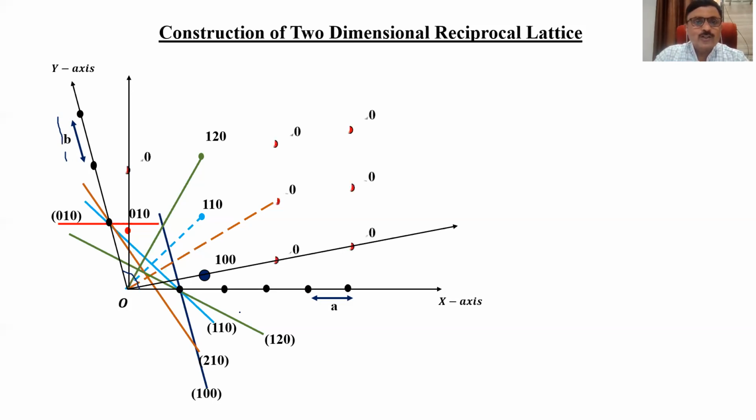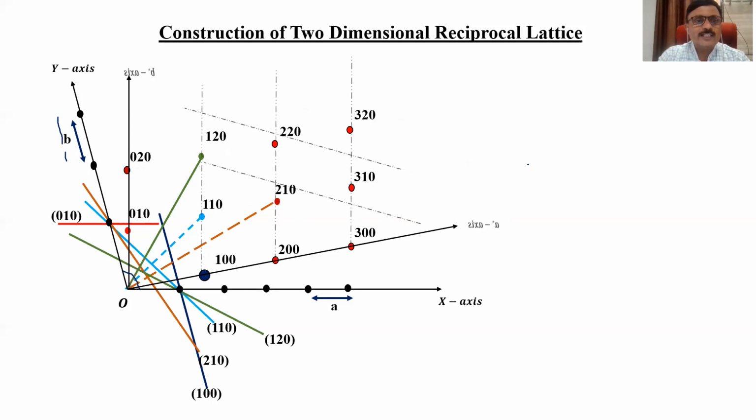For example, you will get this 2 0 0 plane, 3 0 0 plane, this 3 1 0 plane, 3 2 0 plane, 2 2 0 plane, 1 2 0 plane, 0 2 0 plane. All these points will be the reciprocal lattice points corresponding to the sets of parallel planes in the direct lattice. And if you join all these by dotted lines, you will get a regular and periodic arrangement, and it is called the two-dimensional reciprocal lattice.